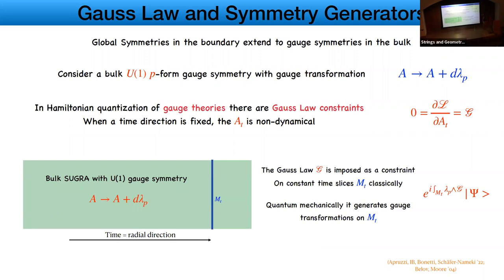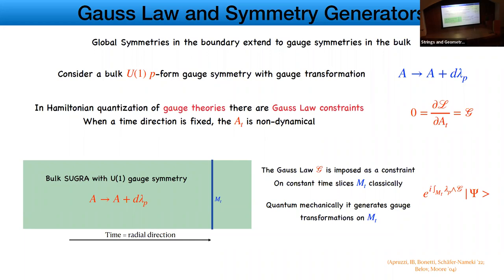So one thing we want to do, however, if I go up in quantum mechanics, so let me draw this more specifically. You have some bulk supergravity theory, you have some gauge symmetry, and you take a constant time slice. In the case of AdS/CFT, we will take the time direction to be the radial direction, and then you can ask what is happening on a constant time slice here.